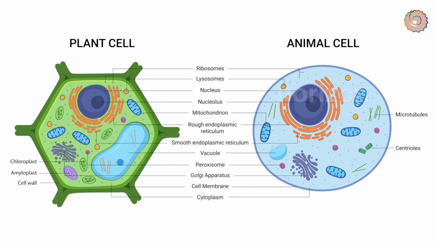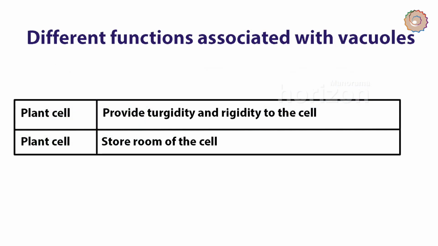Often they can take up to 50 to 70% of the internal volume of the cell. Certain specialized cells in animals like fat cells are also extremely large. Storage vacuoles can occupy up to 90% of the cell's volume. In plant cells, aside from storage, vacuoles will also offer turgidity and rigidity to the cell.